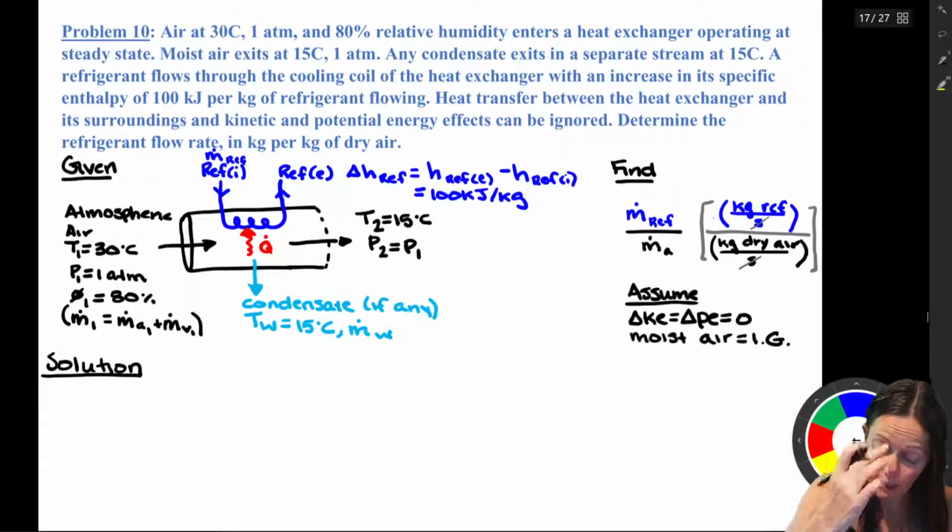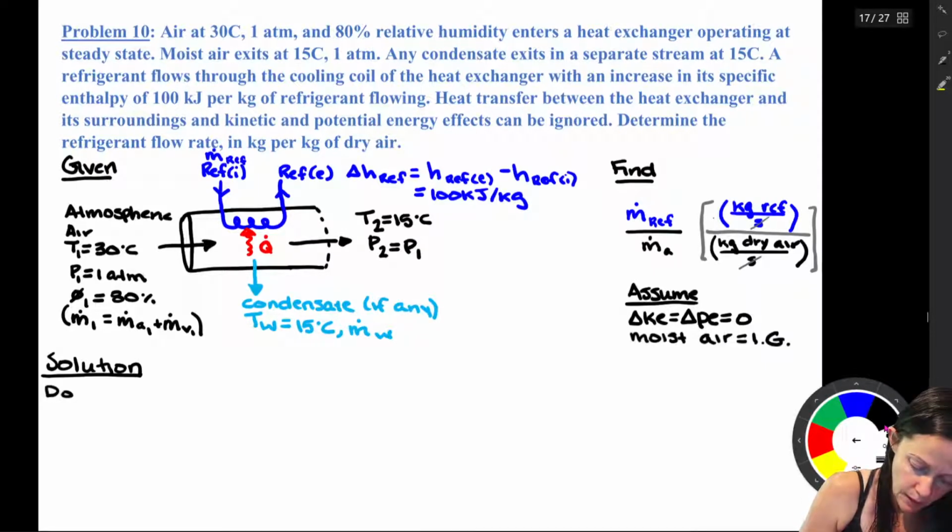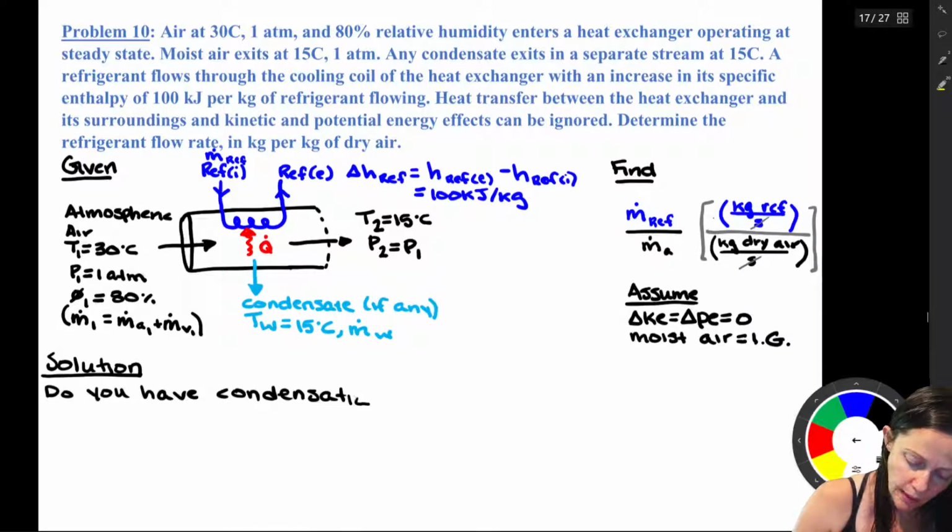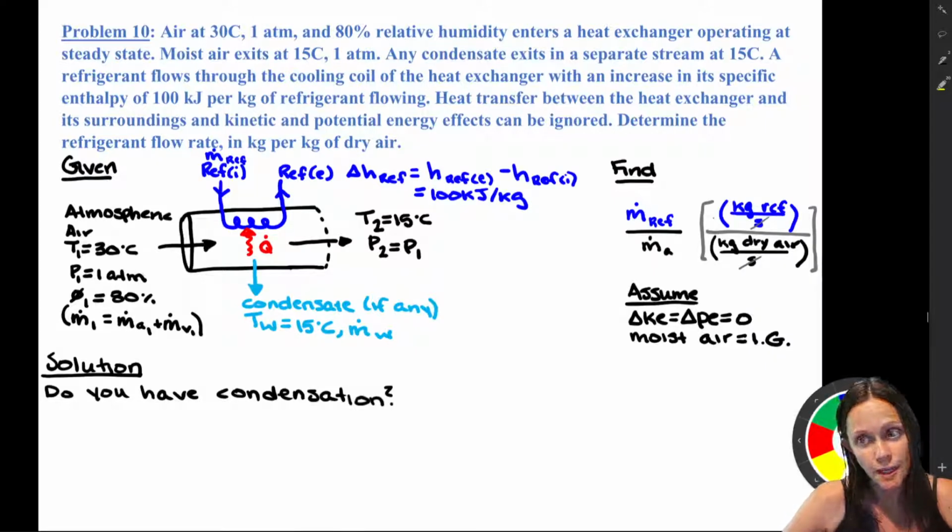And so I guess I'm ready to go through and get my solution. The first thing that I probably need to figure out is, do I have any condensation? So let's go ahead and do that. There are two ways that we can do this. One is by calculating the dew point temperature. For that, we'd use our relative humidity of 1 and just see if we cool below it.